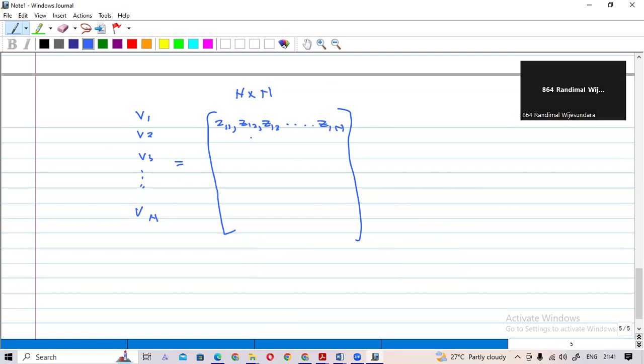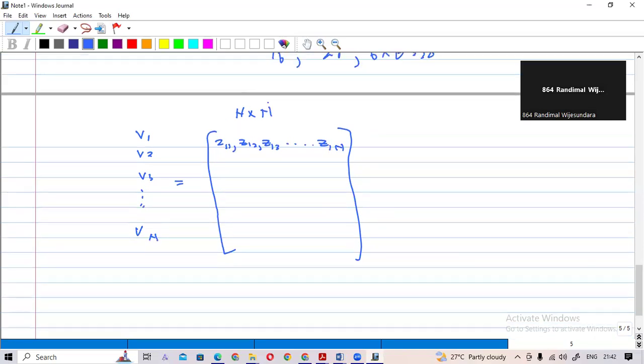Yes, N is square. This is equal to N squared. So here this is row 2: Z21, Z22, likewise you will have Z2N. And like this, here you will have ZN1, ZN2, likewise you will have ZNN.